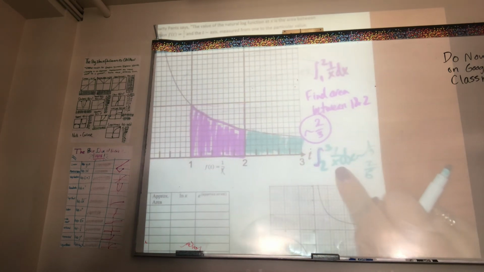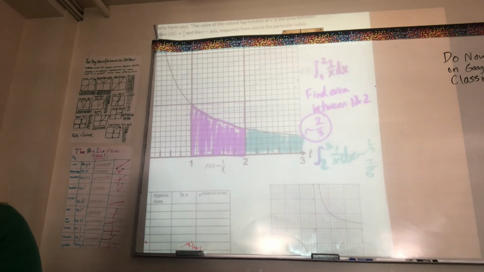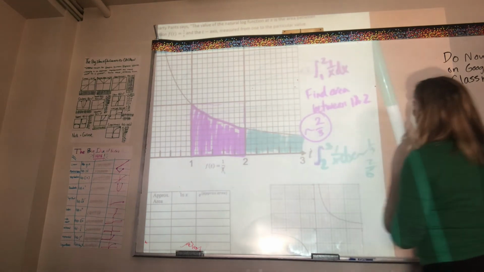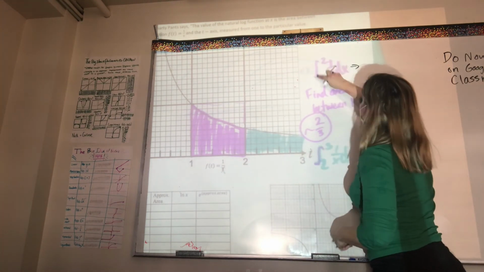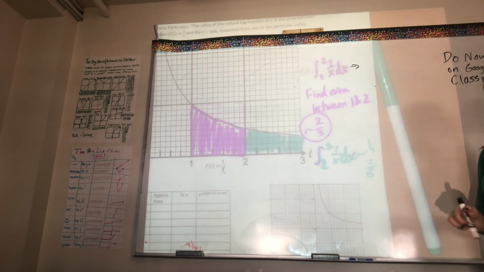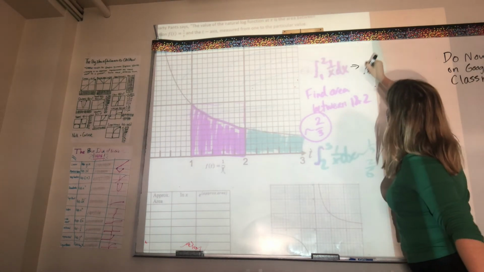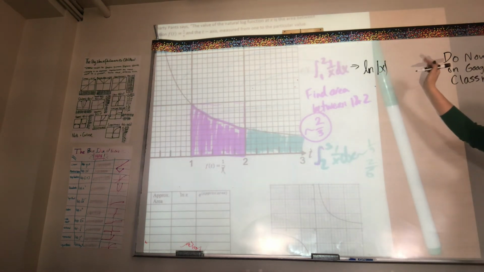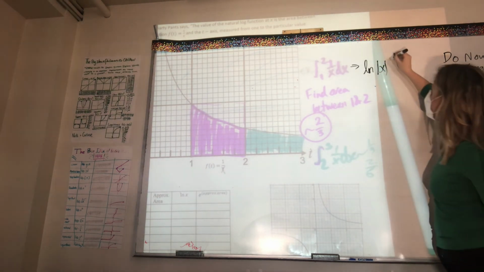So I just did it graphically, right? How I would do it algebraically using the fundamental theorem of calculus is, I would say the integral of 1 over x is what? Ln of absolute value of x, plus c. I'm not going to need the plus c. I'll go into that in a second, but just procedurally.